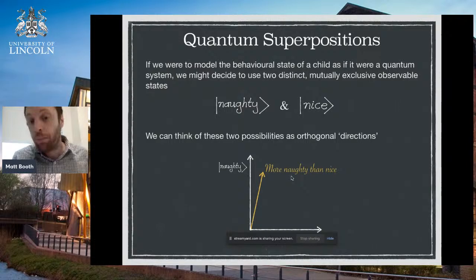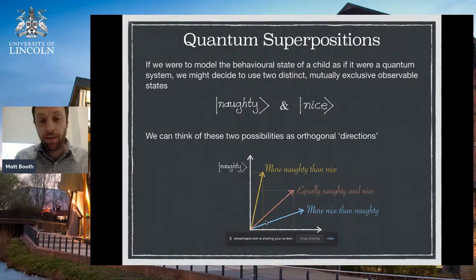So we would call this, in physics or mathematics even, a superposition. So for example, we could have some direction in between naughty and nice, say this yellow direction, which is more naughty than nice. So if we draw a line to the horizontal axis, we see it's quite low on the nice scale, but it's quite high on the naughty scale. If we have some direction halfway between naughty and nice, then this is equally naughty and nice. And if we have a direction like this, which is closer to the nice direction, this is more nice than naughty. So we can describe some child as a superposition between naughty and nice.